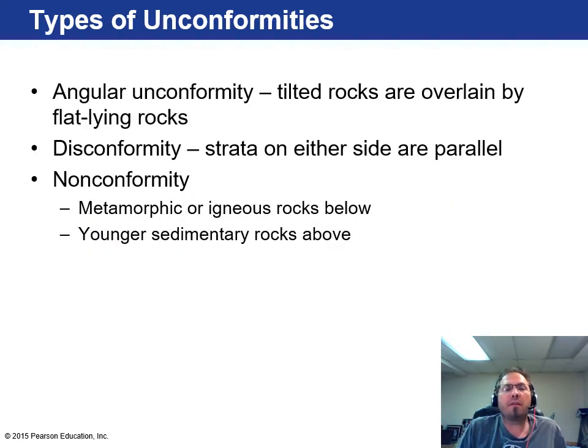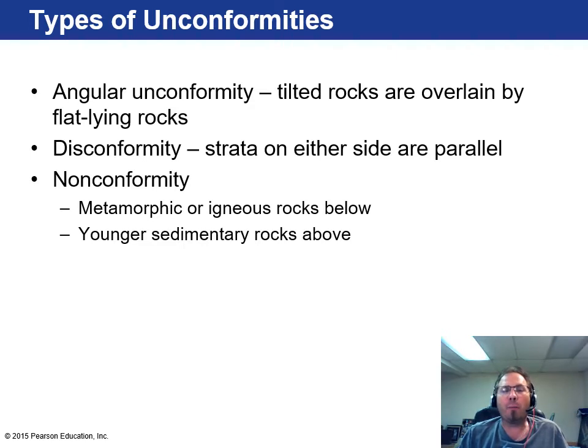Now, there are a couple of different types of unconformities. Again, an unconformity is a break in the rock record, and it tells a geologist, "Hey, something happened between the time these rocks were formed and the next ones above them were formed." Usually that is some type of either erosion event or some type of faulting event. So if you have an angular unconformity, you have tilted rocks overlain by flat rocks. Let's say I have some flat rocks and then some stuff tilted right underneath it. That's an angular unconformity.